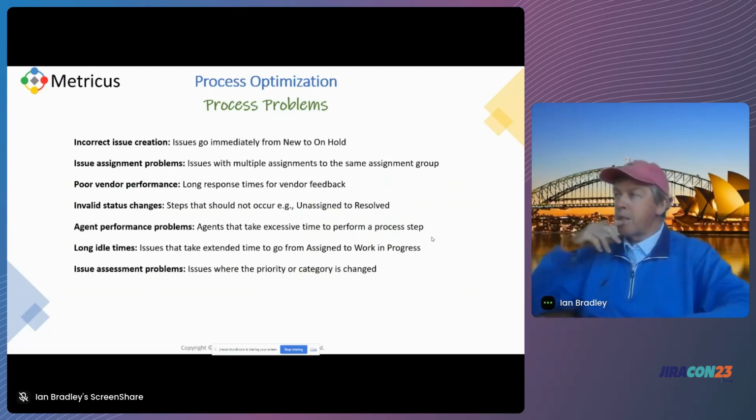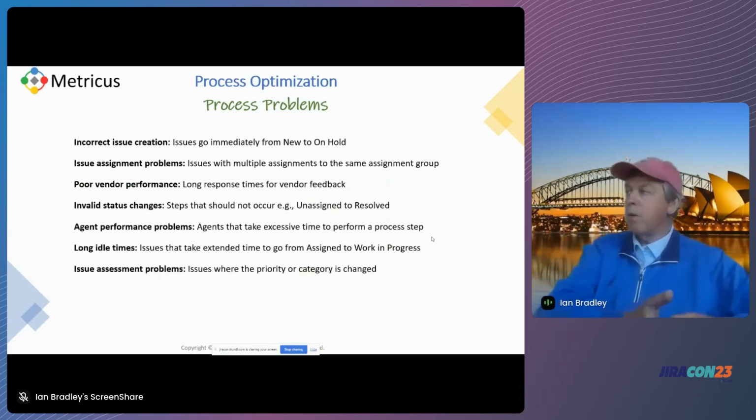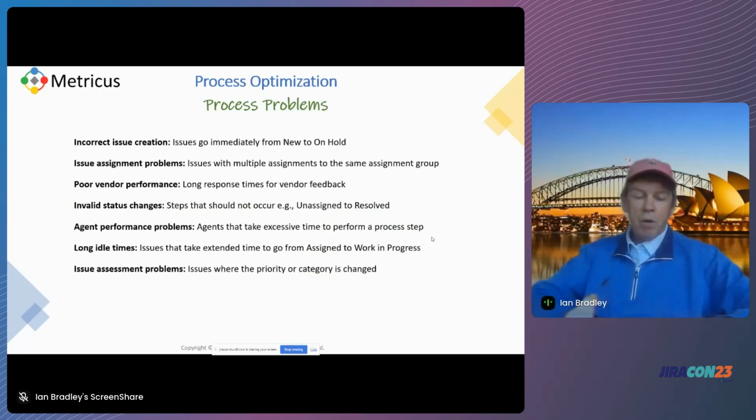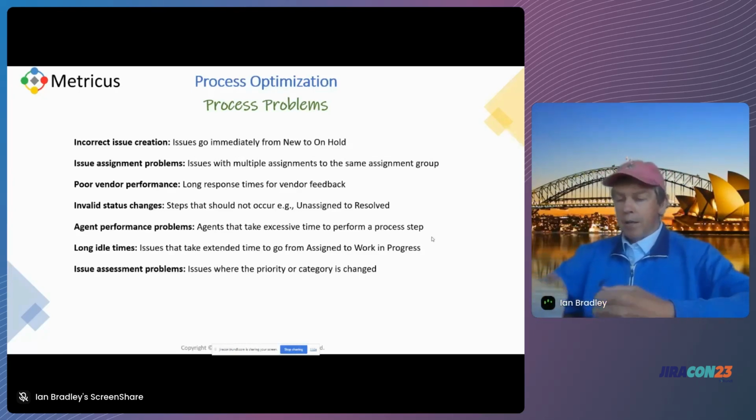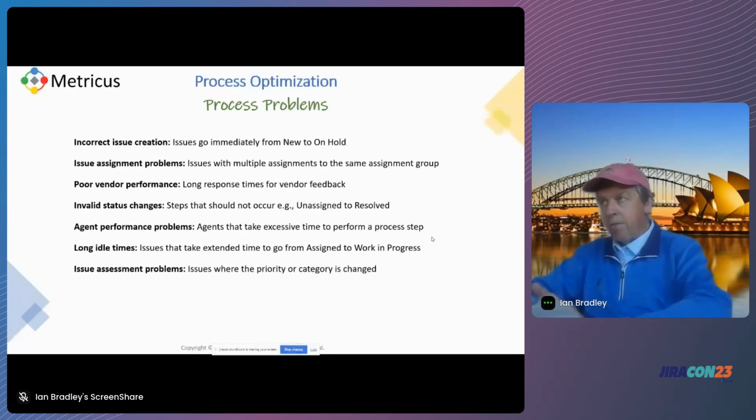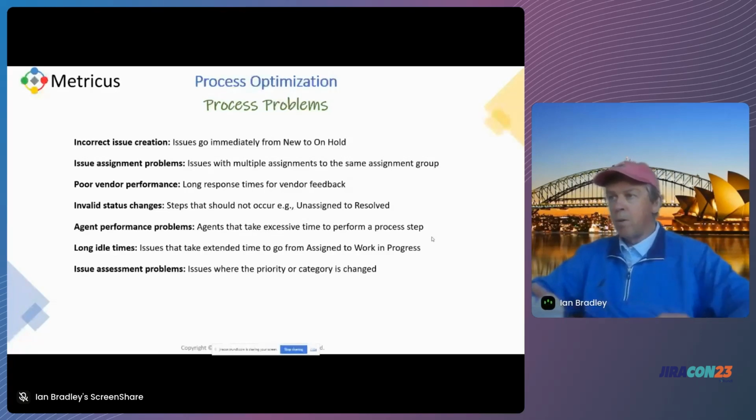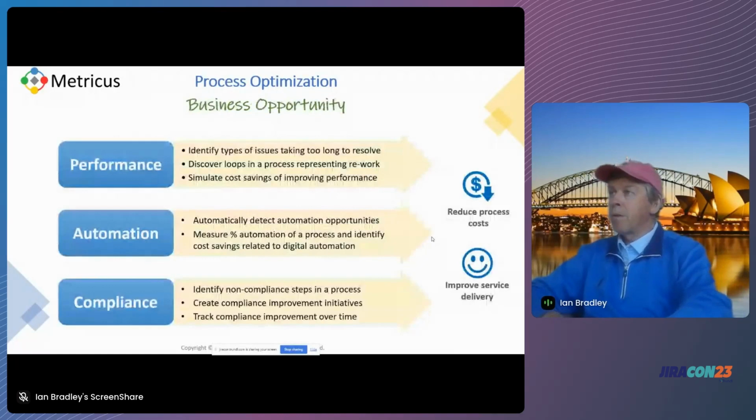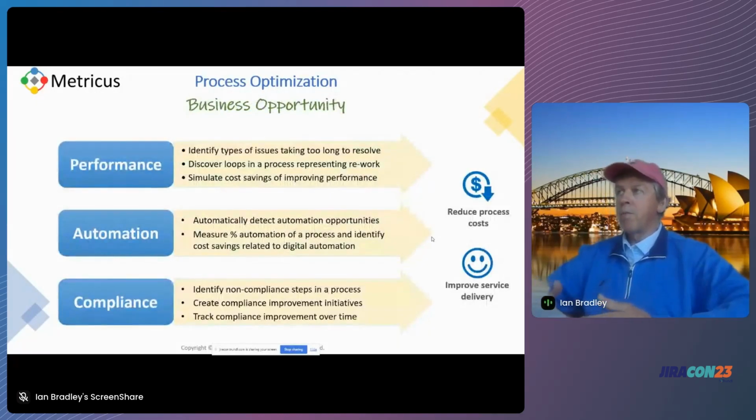For example, incorrect issue creation. Issues go immediately from new to on hold. Assignment problems, multiple assignments to the same assignment group, vendor performance. All right. Won't go through the whole list, but that reality of a process not being as defined causes a lot of different problems. And if we have problems, we have an opportunity. And this is really getting into what process optimization is all about. It's taking advantage of the opportunity created by the problems that you're identifying.